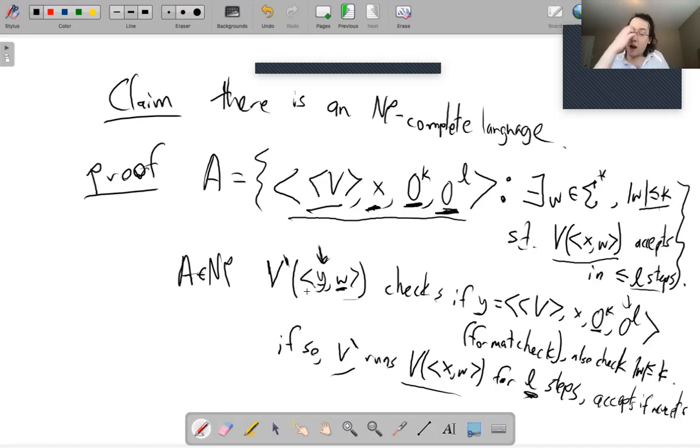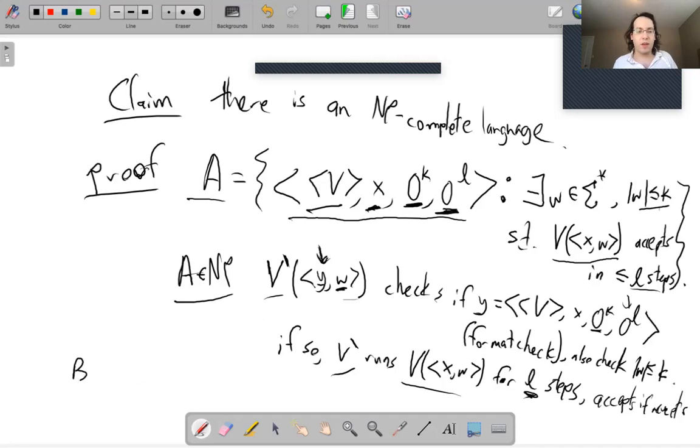On the other hand, if Y is not an A, then again, by definition, there won't be a witness W that causes all this to accept. So this shows that V prime is a valid polynomial time verifier for A, and therefore A is in NP. Okay, so then the other question is, why is there a mapping reduction?